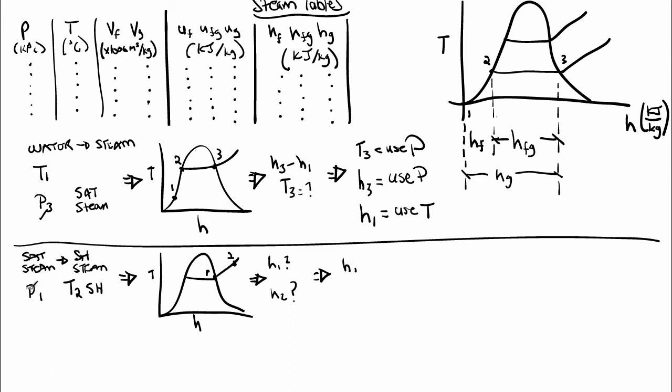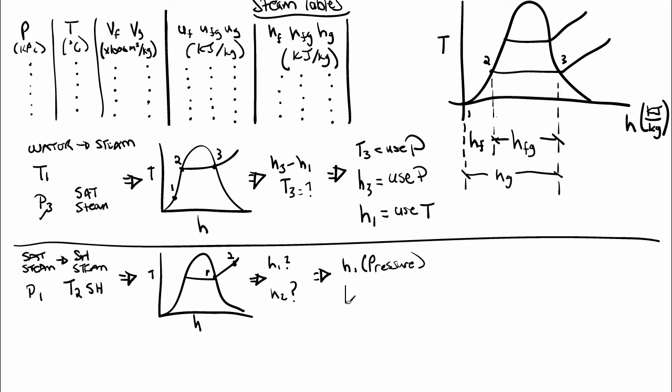So saturated steam, we're given a pressure 1. I go to that pressure 1 up to my tables here. I go over and I know I'm saturated, so I'll go over here to this column. So for H1, I will use pressure.